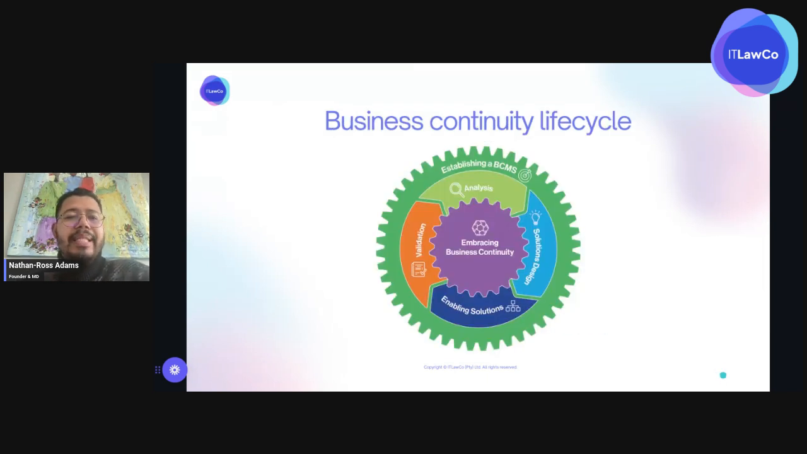Now, let's go along to the business continuity lifecycle. And actually, before we do that, I just want to check if there are any comments, questions coming forth. No, not yet. Great.